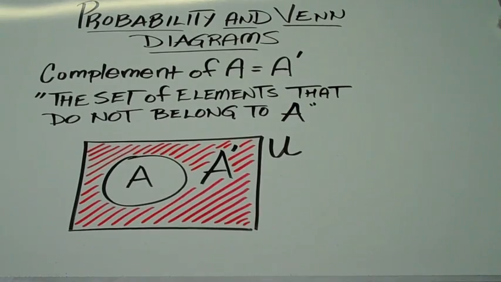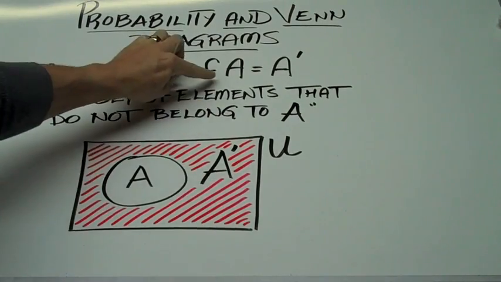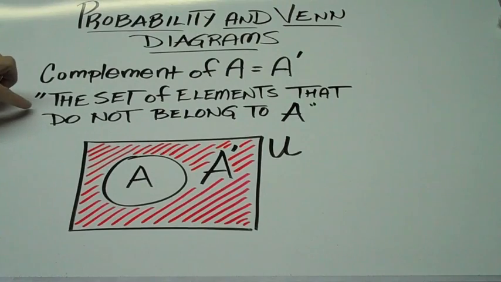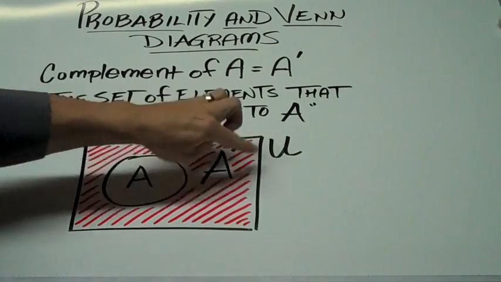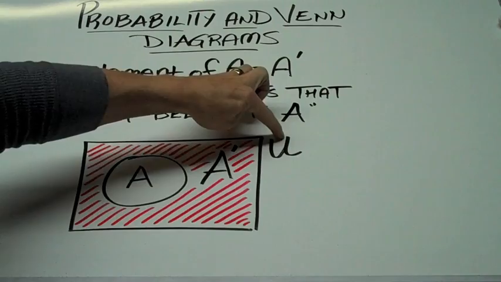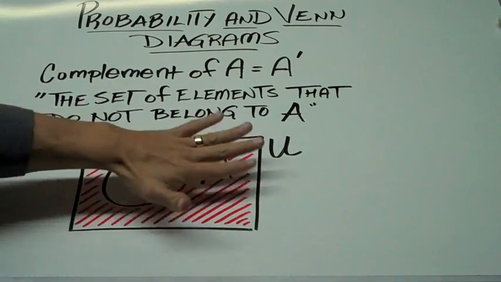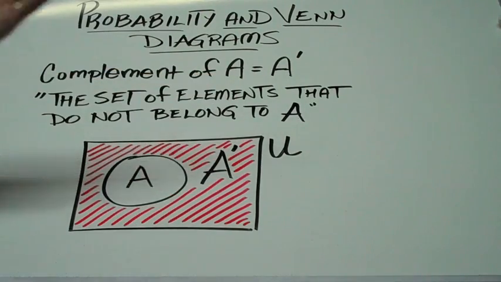The first one I want to talk about is the complement of subset A, which would be A prime. The set of elements that do not belong to A are the complement of A. So if here is our sample space in the Venn diagram U, our subset is A, anything in red here is A prime, or the complement of A, is anything not in A.